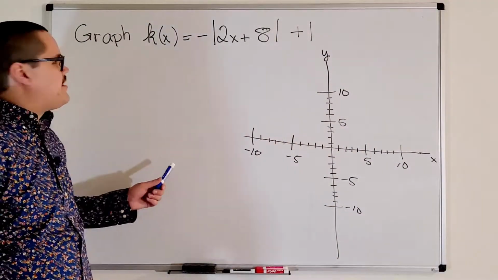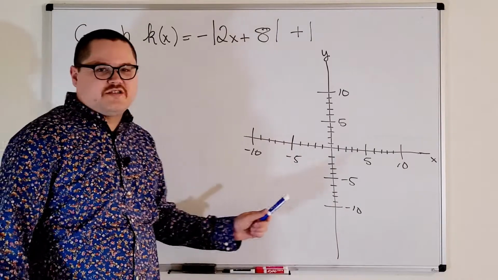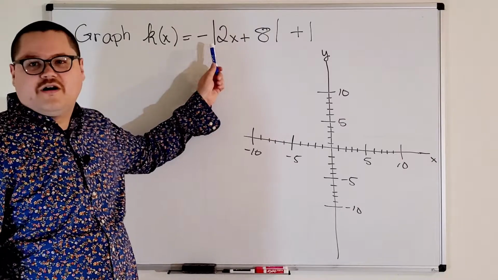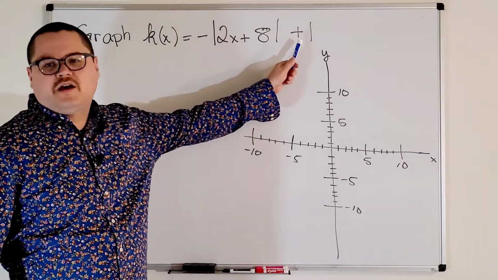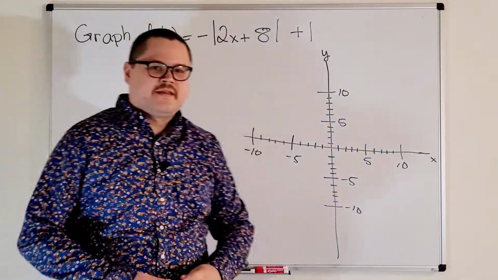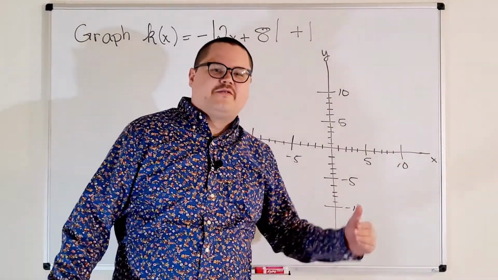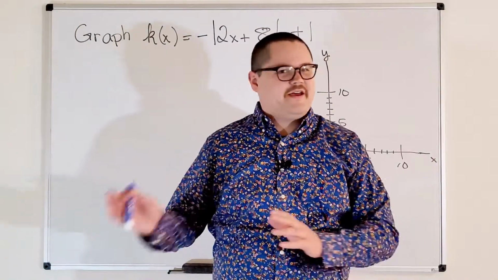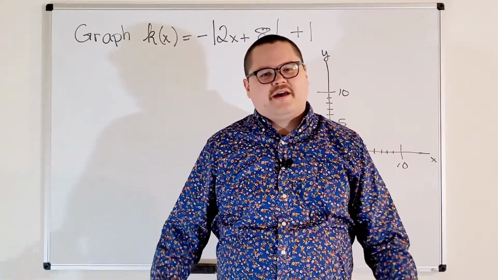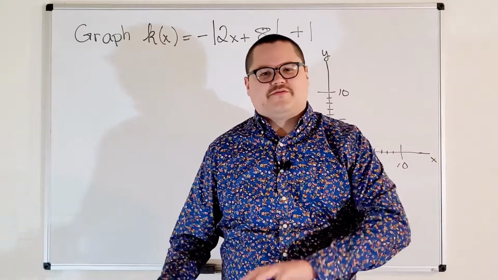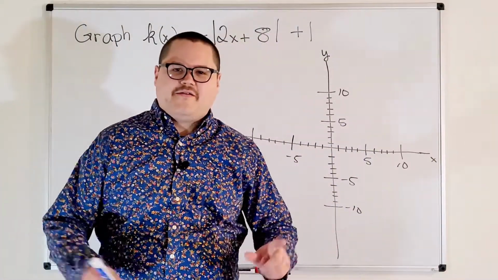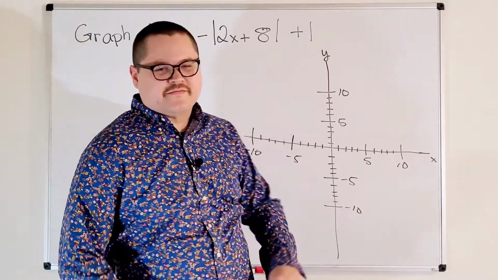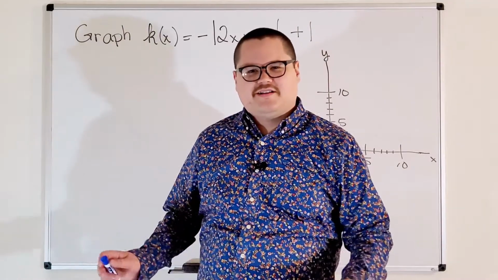Let's say we want to graph k of x, which is the negative of the absolute value of 2x plus 8, plus 1. To graph this, I'm going to think about the parent function, just plain old absolute value of x, and consider what series of transformations could lead from the parent function to this one. So let's get started.